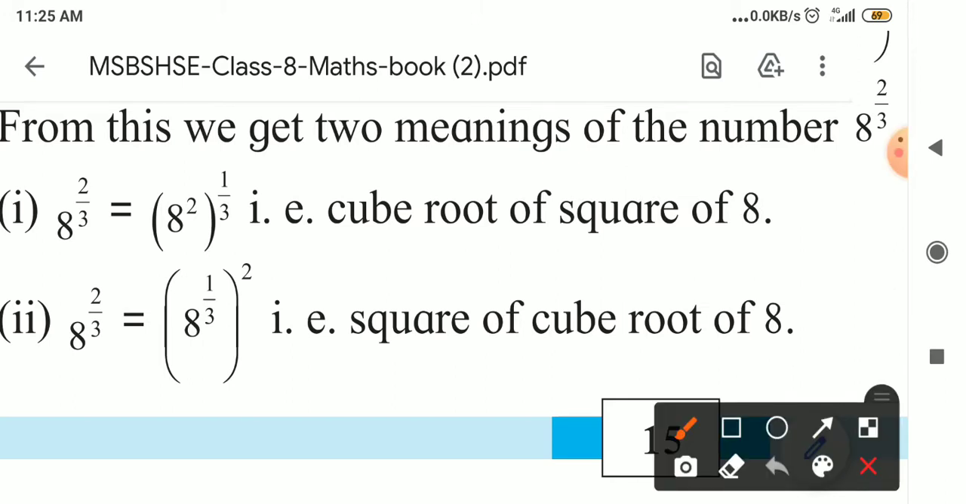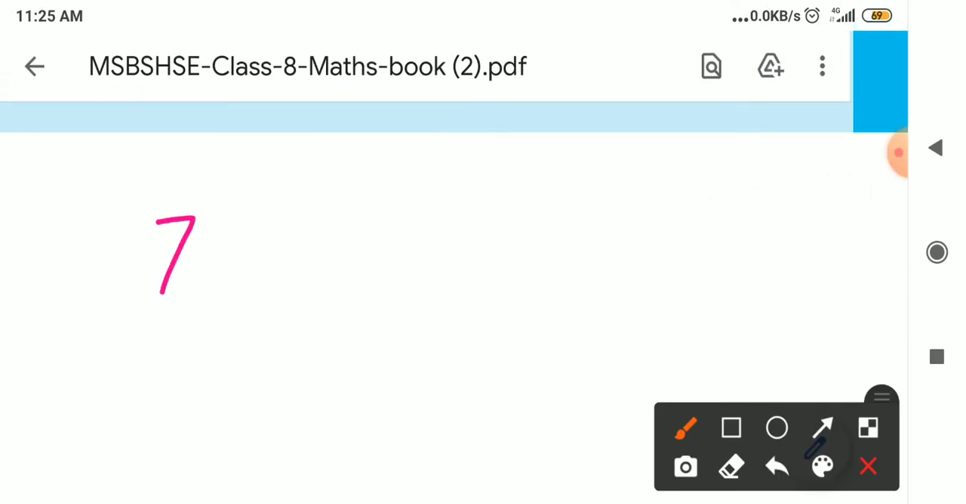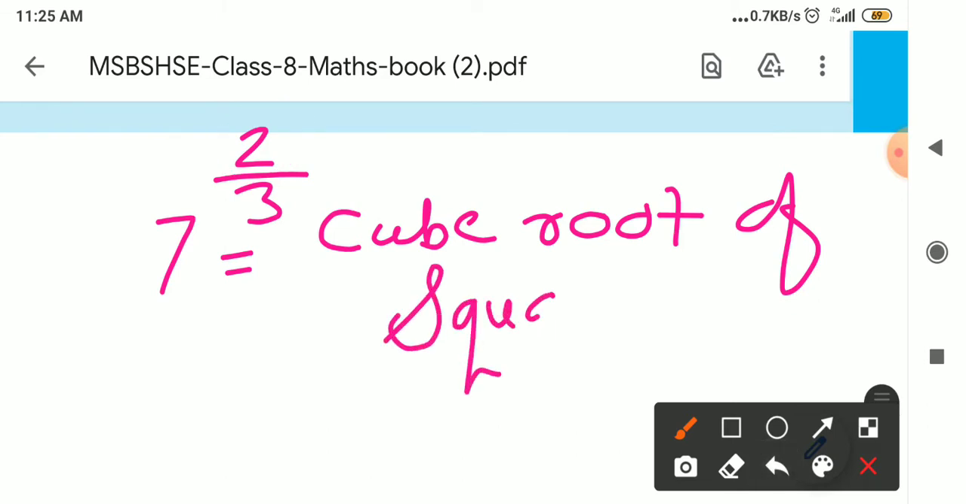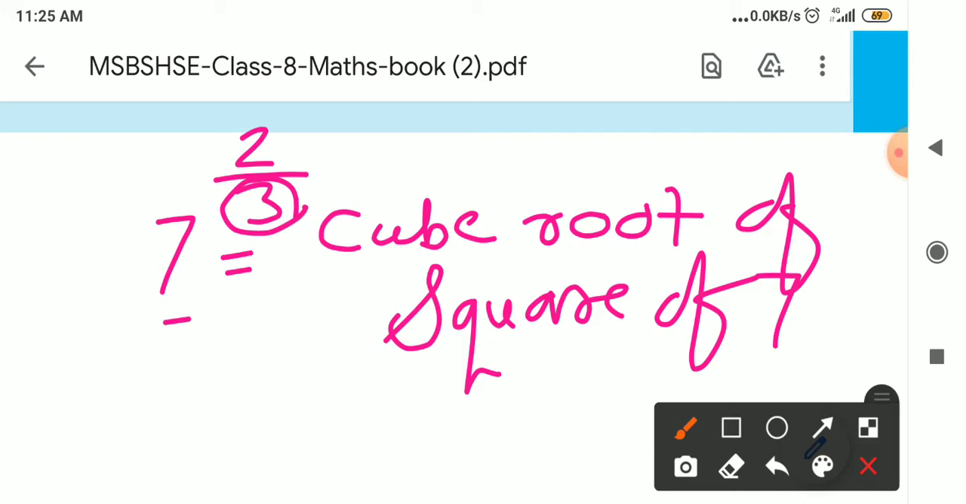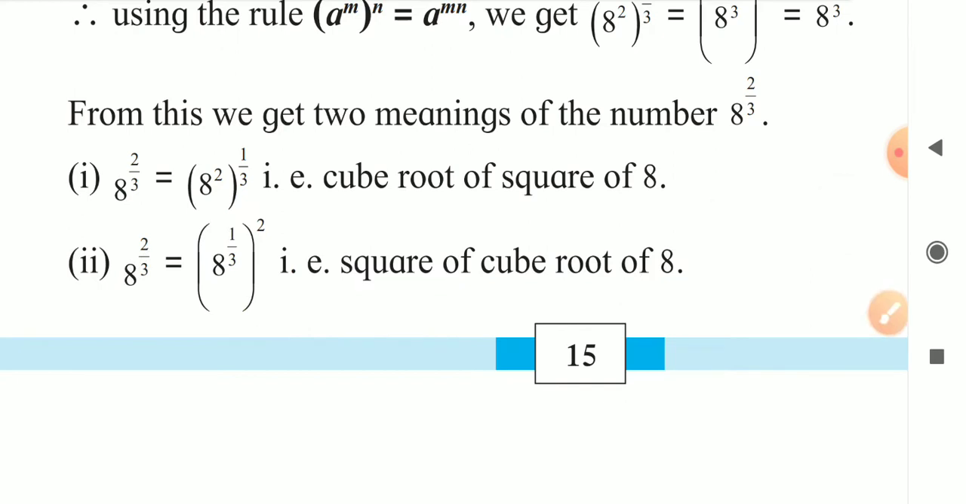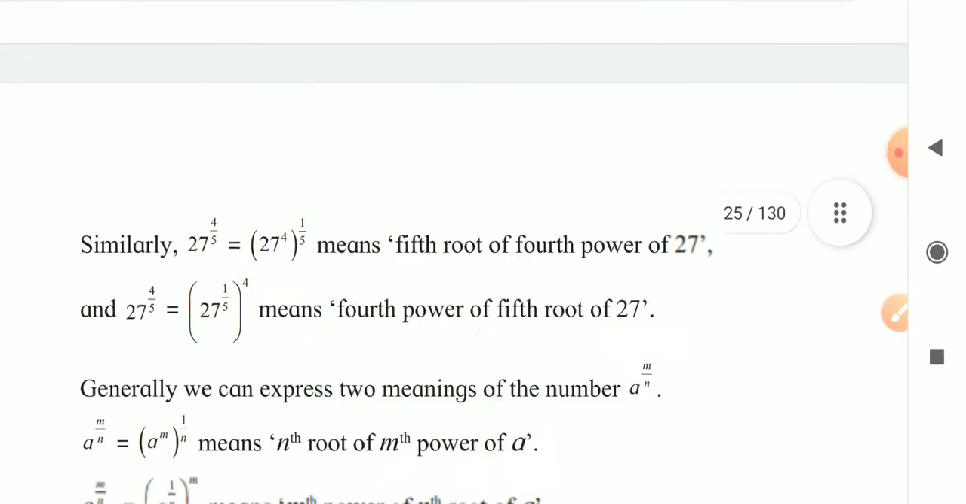How to read this? Suppose I write here one number, 7 raised to 2 upon 3. So how to read this? First 3. 3 in indices language, what are we saying? Cube. It is in the denominator position. That's why you write here cube root of. Then take the numerator, which number is there? 2. 2 in indices we say square of 7. In this way its reading is there. Cube root of square of 7. I took the same index, 2 upon 3, for understanding only, without any confusion.